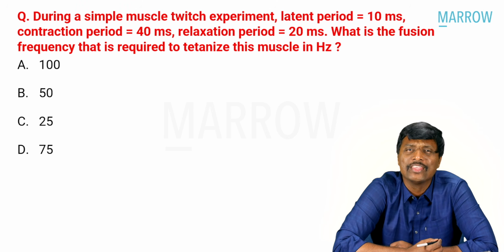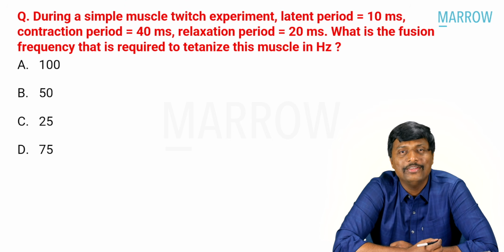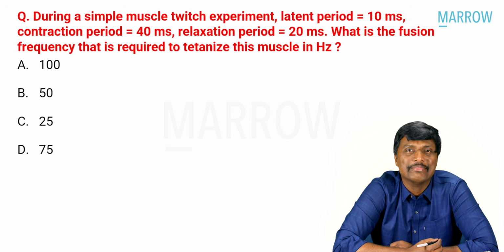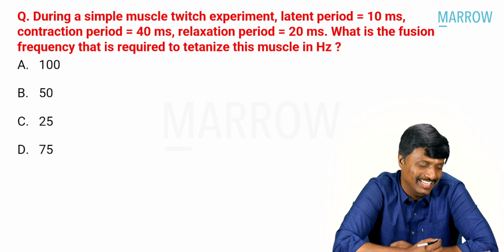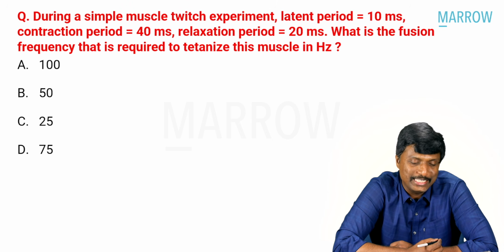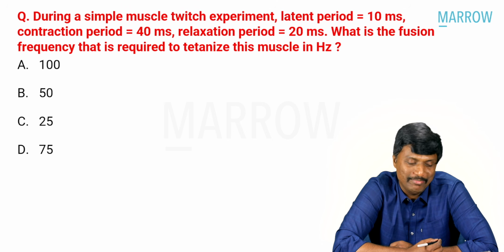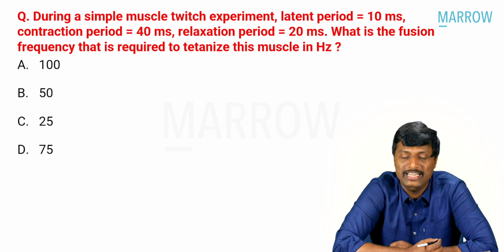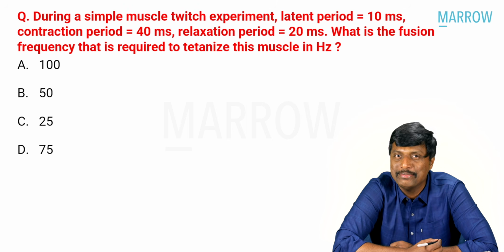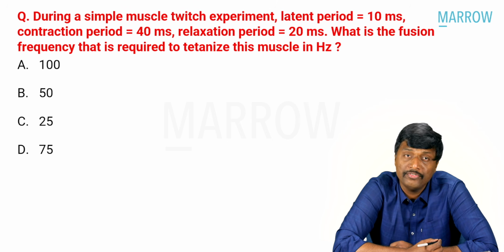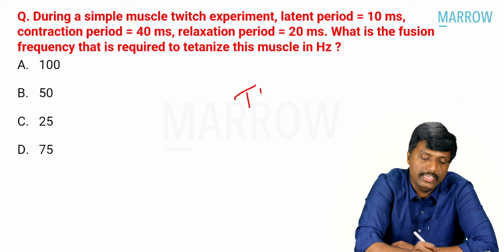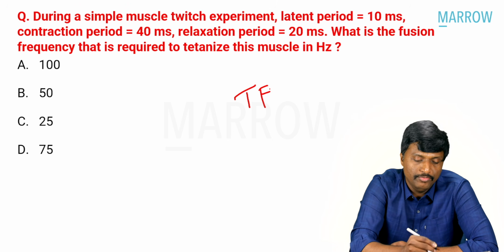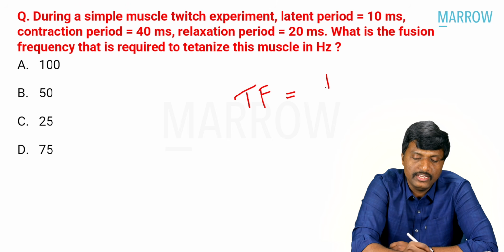Very simple one. If you see this question, definitely you would have been happy in the exam hall because the answer is very obvious, simple. Chronic repeat. During a simple muscle twitch experiment, latent period 10 milliseconds, contraction period 40 milliseconds, relaxation period 20 milliseconds. What is the fusion frequency that is required to tetanize this muscle in hertz? See, they are asking about the tetanizing frequency.